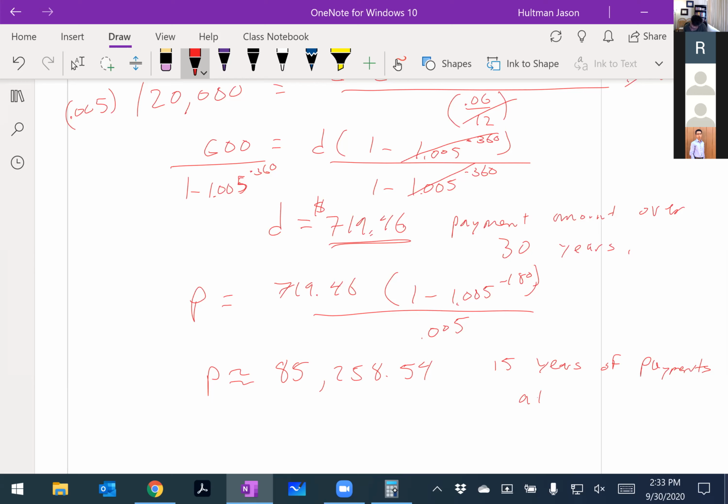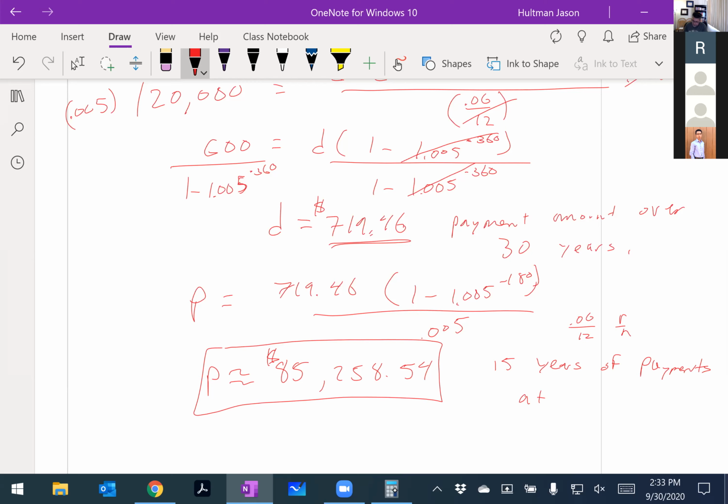Professor, quick question. I just missed that part. Where did you get the number 0.005? That's 0.06 divided by 12. Oh, okay. R over N.